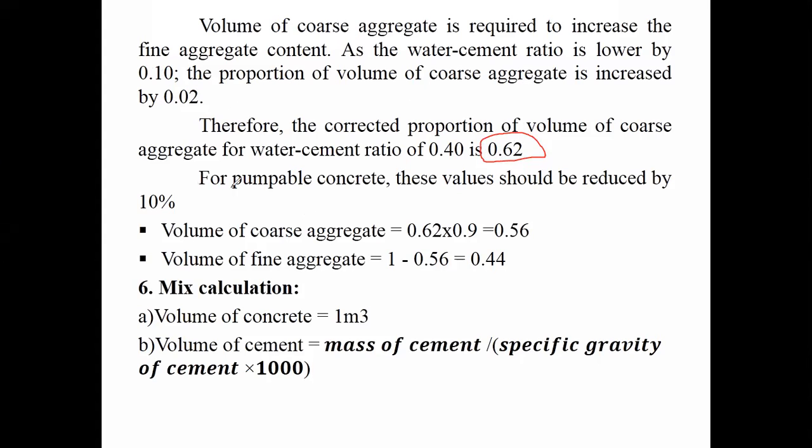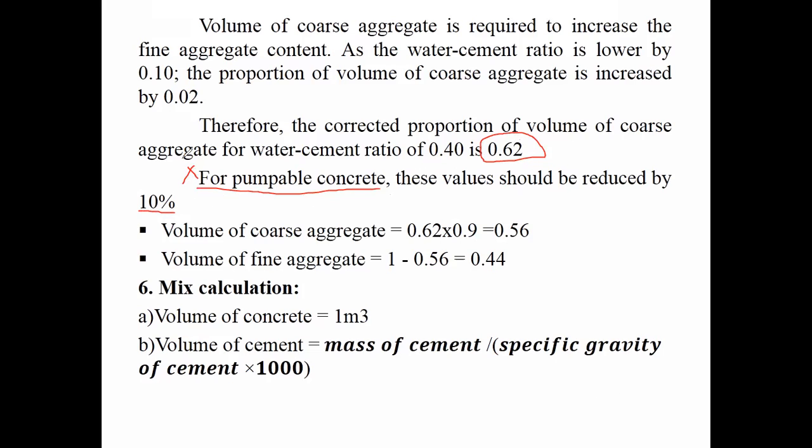And one more thing, in the question they gave this as pumpable concrete. If it is pumpable concrete, there will be some reduction in the volume of the coarse aggregate. So if the volume of the coarse aggregate is 0.62, you are going to reduce it by 10% since this is a pumpable concrete. If it is not pumpable concrete, you can skip this step. You can directly take the volume of coarse aggregate as 0.62.